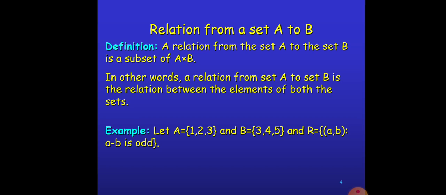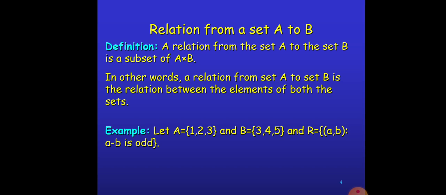Let A equal {1, 2, 3} and B be the set {3, 4, 5}. Now our relationship says the ordered pair (a, b) belongs to the relation set if and only if a minus b is odd. Now we will see which elements of A, when subtracted from elements of B, form odd numbers. That ordered pair will be there. Let me start with 1 of A. 1 subtracted from 3 of B gives us minus 2, which is not odd. So 1 and 3 will not form an ordered pair.